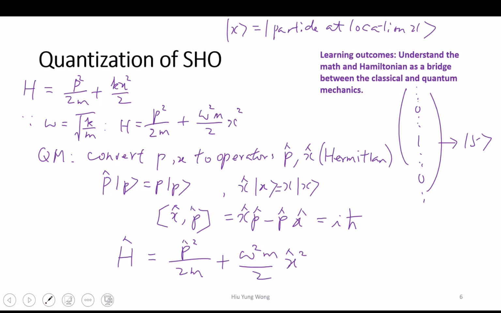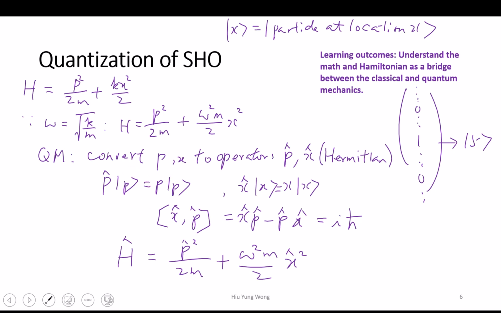Simple harmonic oscillator. Last time we did that already. We have the Hamiltonian p squared over 2m plus kx squared over 2, and we can rewrite it as p squared over 2m plus omega squared m x squared over 2, if omega is the square root of k over m. We did that.